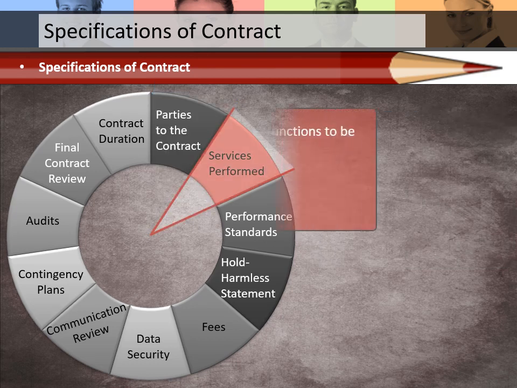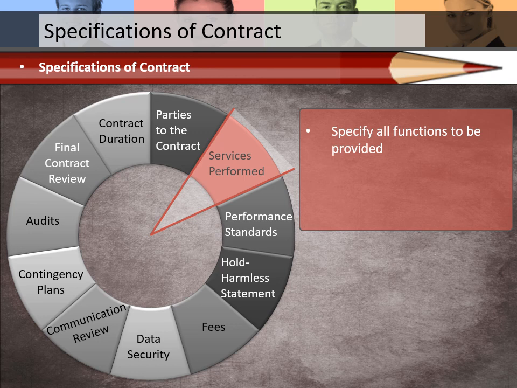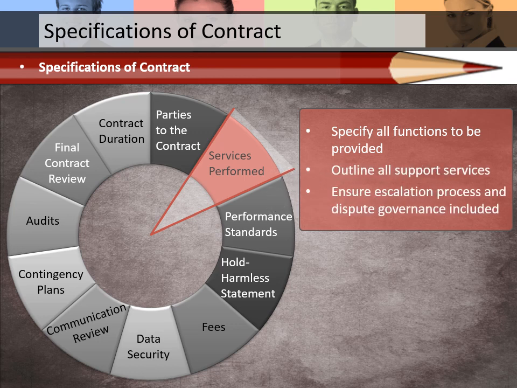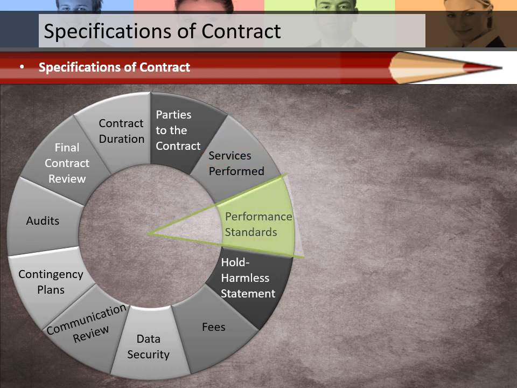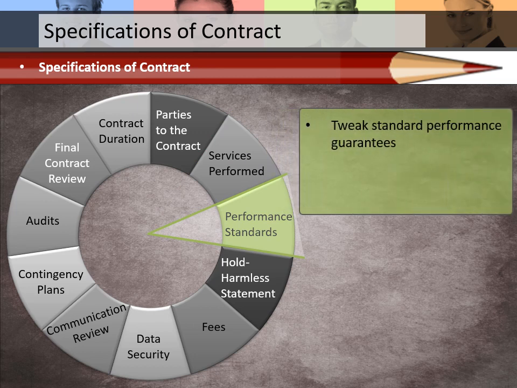Services performed. Specify all the functions to be provided. Outline all the support services. Ensure escalation process and dispute governance included. Performance standards. Tweak standard performance guarantees. Reinforce performance guarantees through at-risk fees.